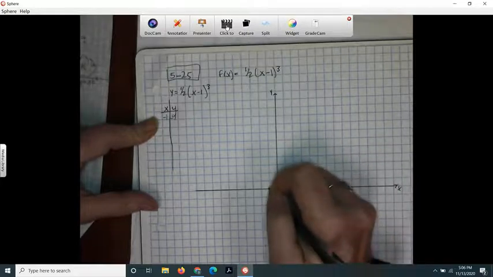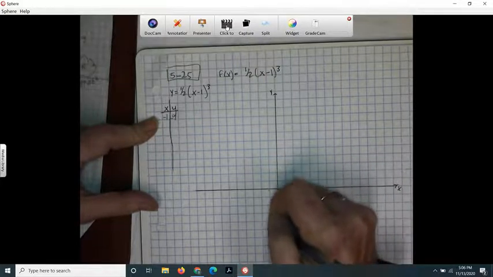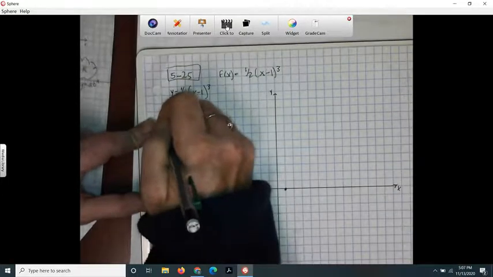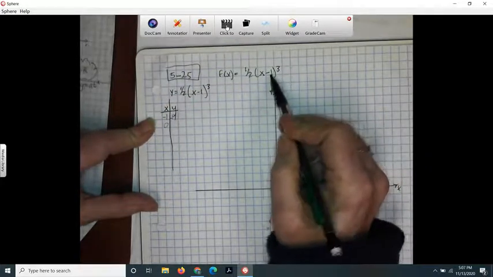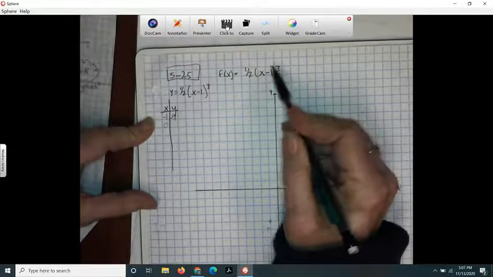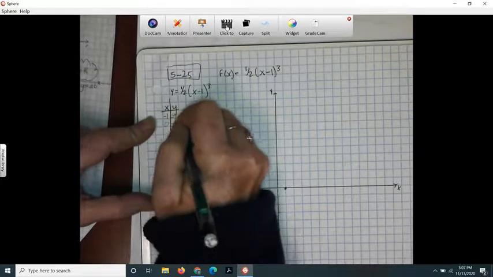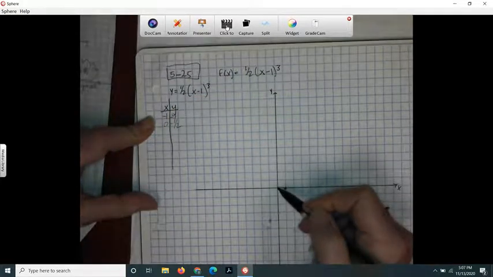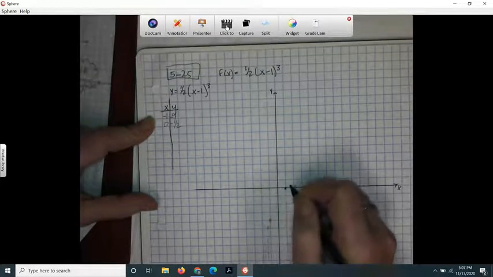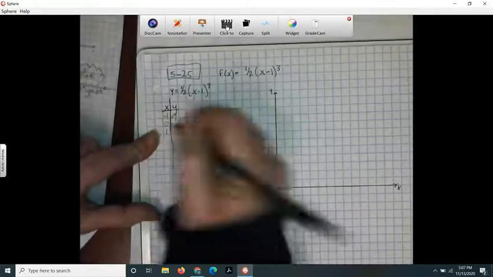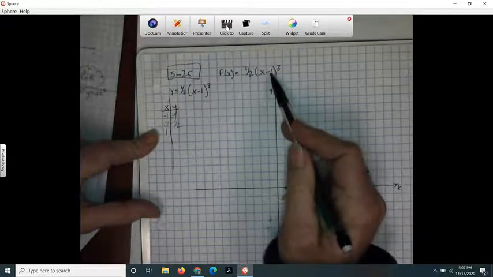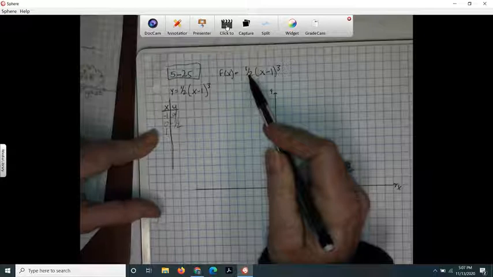So there's -1, -4. Okay, so there's a point. If I plug in 0, I'll get 0 minus 1 is -1, and -1 cubed is -1, and -1 times 1/2 is -1/2. So let's see, 0, -1/2. Well, that kind of makes sense because I was thinking it was going to go along like that. And then let's plug in 1. So 1 minus 1 makes 0, and 0 cubed is 0, and 0 times 1/2 is 0. So 1 comma 0.